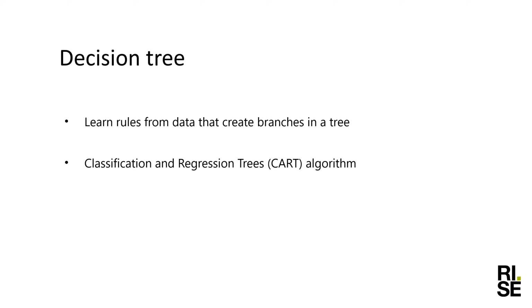Decision tree is a model I think you already have heard about. So it's fairly easy to follow a decision tree, apply it to new data to make predictions also manually, as long as the tree is not too deep. So what happens when we learn a decision tree from data is that we learn rules that create branches in a tree. And we do that using the CART algorithm, classification and regression trees algorithm.